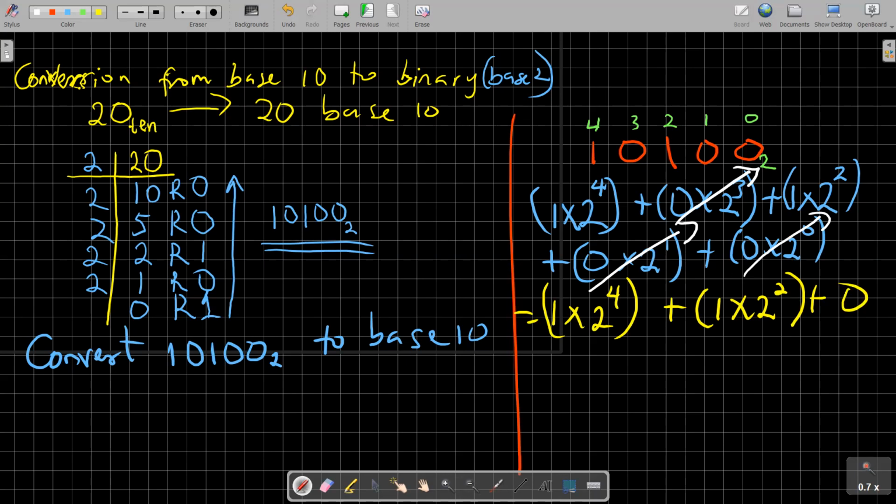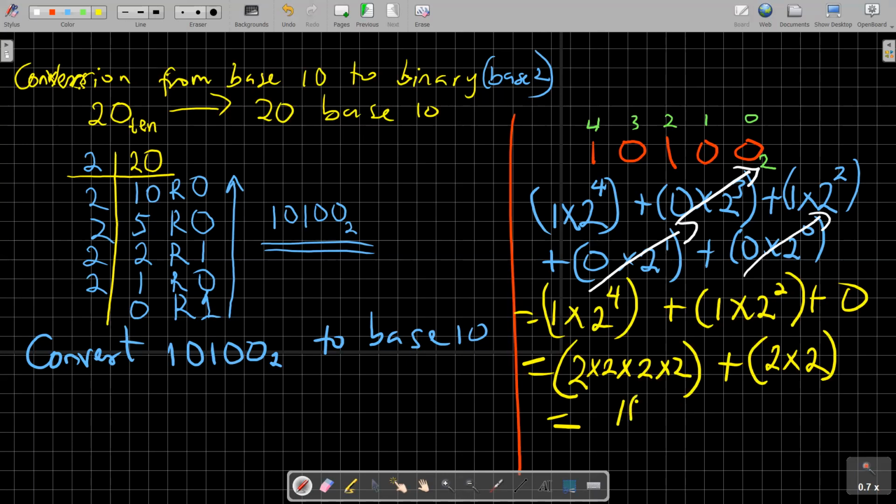plus 0. Now 2 to the power of 4 means 2 multiplied by itself 4 times. That will be 2 times 2 times 2 times 2, plus 2 to the power of 2, which is 2 times 2. This is therefore equal to 16 plus 4. And what is 16 plus 4? That is 20.